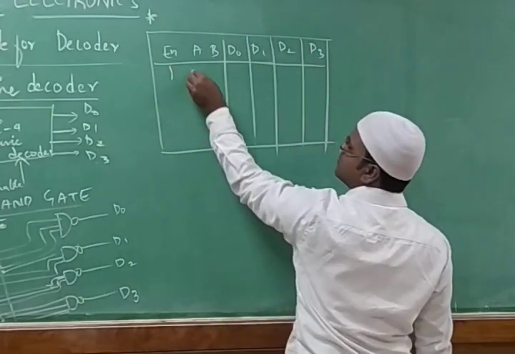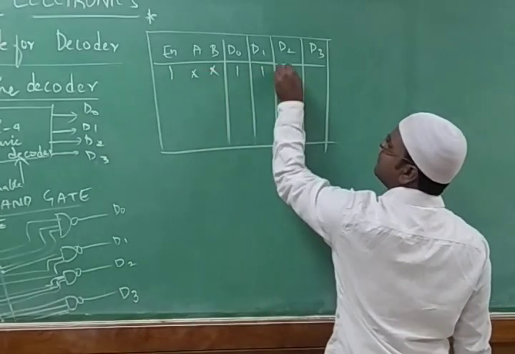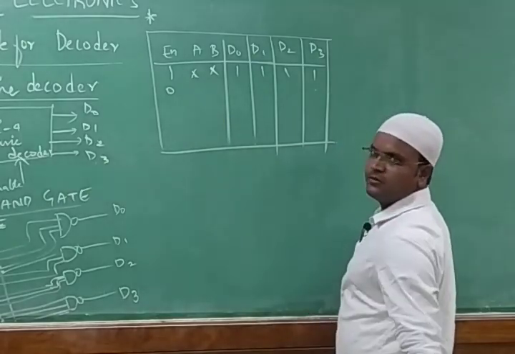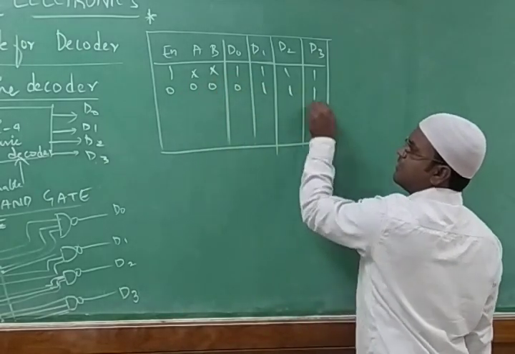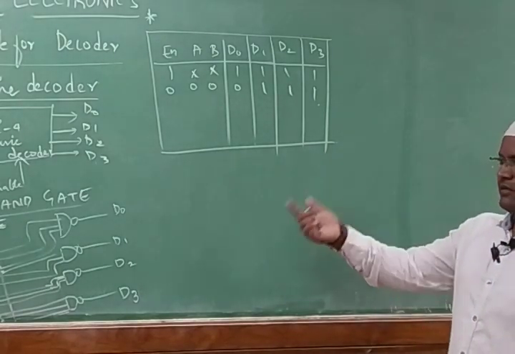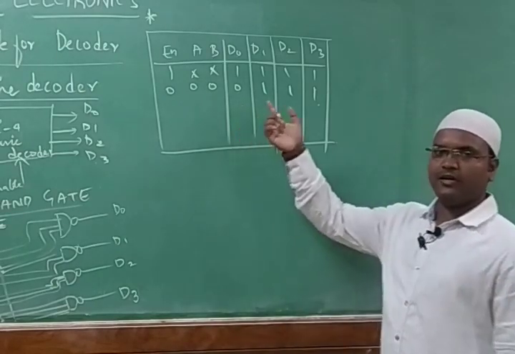Suppose enable is 1, these two are don't care. Means you don't want A and B. If enable is 1, all will be 1. If enable is 0, and this is 0, 0, then D0 should be 0. Remaining is high. It's a reverse operation. The previous one, what we have seen, was normal gates. Since we are using the NAND gates, it will work like a reverse one.